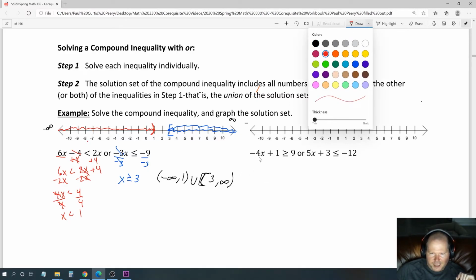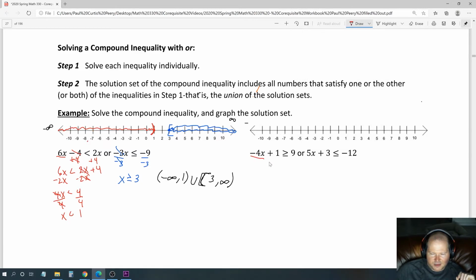We're going to solve negative 4x plus 1. We get the negative 4x by itself by undoing the addition of 1 by subtracting 1, and whatever we do to one side, we do to the other. It gives me negative 4x is greater than or equal to 9 minus 1, or 8. Then we undo the multiplication of x by negative 4 by dividing by negative 4. That gives me x is, now since I divided both sides by a negative 4, I need to flip it to less than or equal to, and 8 divided by negative 4 is negative 2.